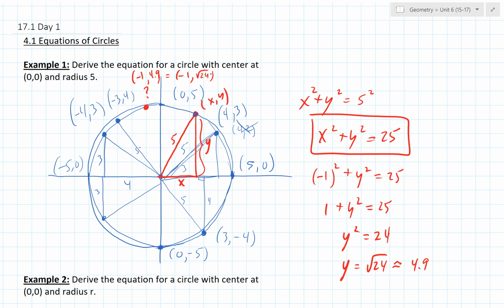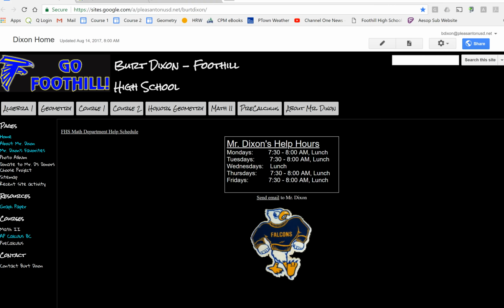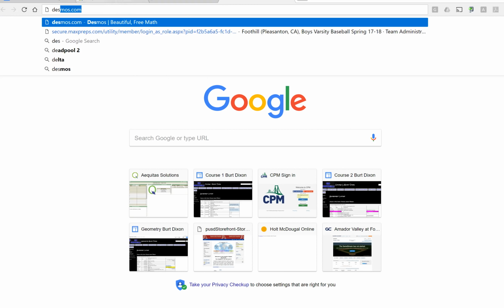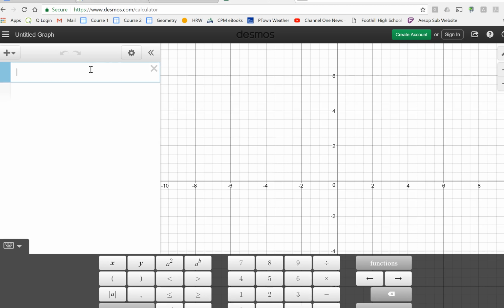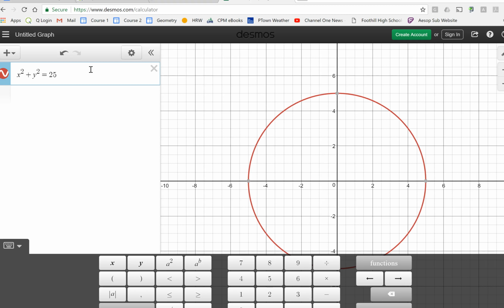exact. So this equation that I have in the box here represents every possible point that we could pick on that circle. Okay, so that is the equation of the circle. If I go into Desmos, and I type in x squared plus y squared equals 25, look at what it graphs. It graphs that circle. Circle with a center at 0, 0 and a radius of 5.